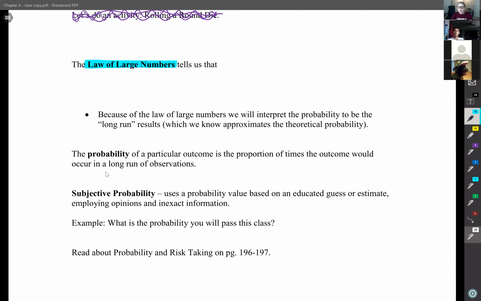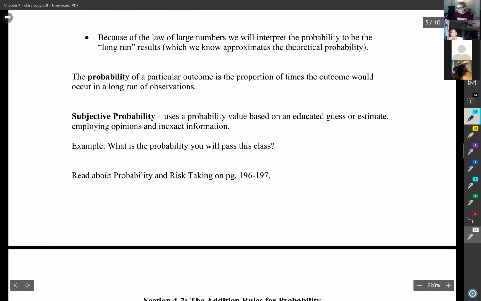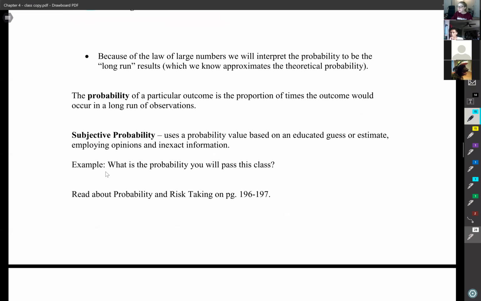Okay. Now we can move on to the next type of probability, which you can see we don't really talk about too much. It's got 3 bullet points, and that's it. This is called subjective probability. It says that it uses a probability value based on an educated guess or estimate, employing opinions and inexact information. So an example would be, what is the probability that you will pass this class?